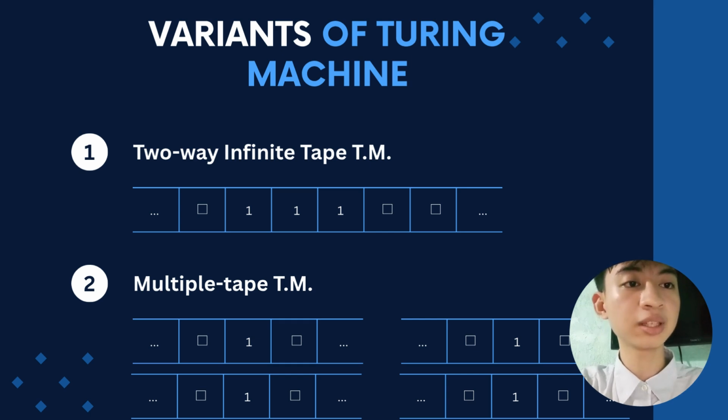Next is the multiple tape Turing machine. So as the name suggests, it consists of multiple tapes, each having their own tape head which operates independently. So this is very useful for speeding up the computation because we can use it for parallel processing.